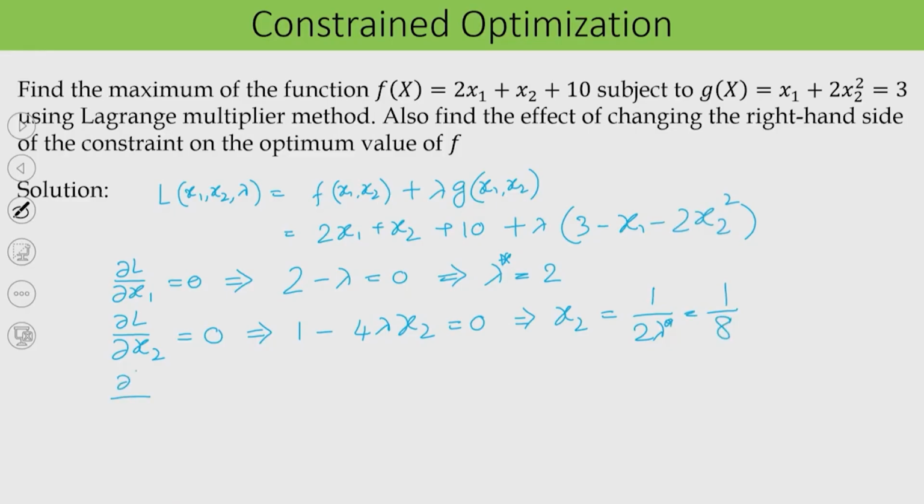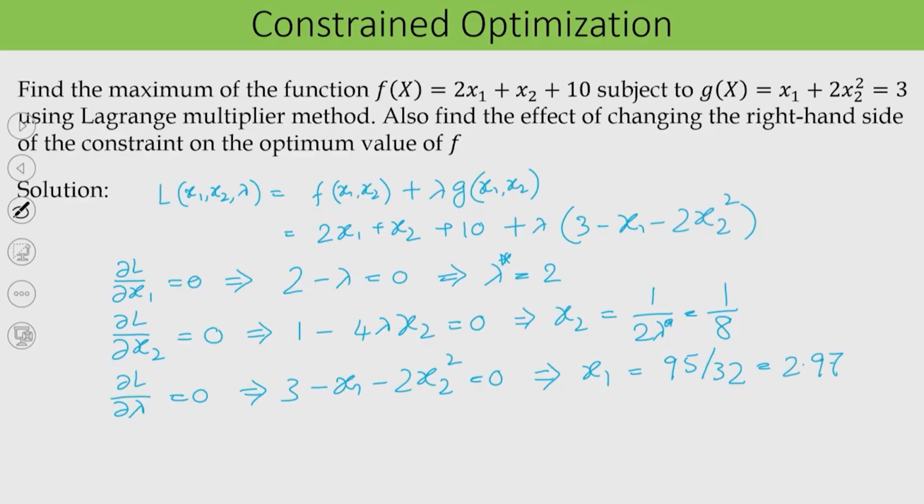The third equation is del L by del lambda equal to 0. So what I am getting is 3 minus x1 minus twice x2 square is equal to 0, and if I solve it for x1, I will get x1 equal to 95 by 32, which is equal to 2.97.